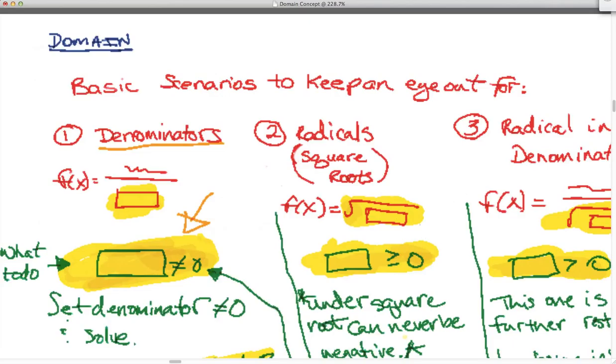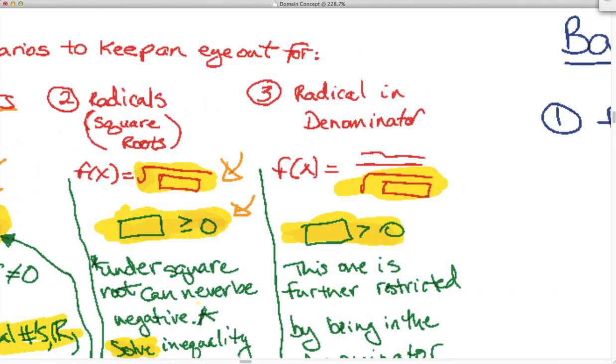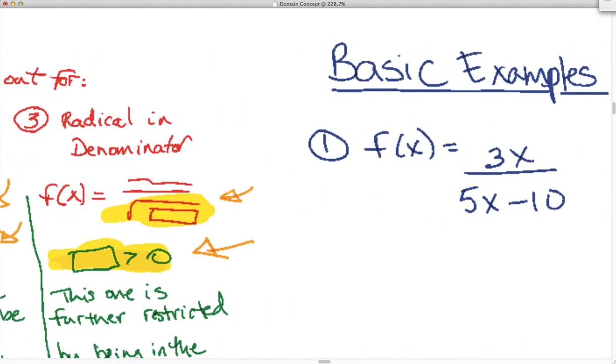And then the next scenario to look out for was the square root. If you have a square root, you make it greater than or equal to 0. Don't forget to keep an eye out for powers of x greater than 1 or fractions under the square roots. And then finally, if you had a combination of the first two rules, the square root in the denominator, you would just set it greater than 0 because it cannot equal 0, but it has to be positive. So by using these three basic scenarios, you should be able to do most domain problems. So let's look at some basic examples.